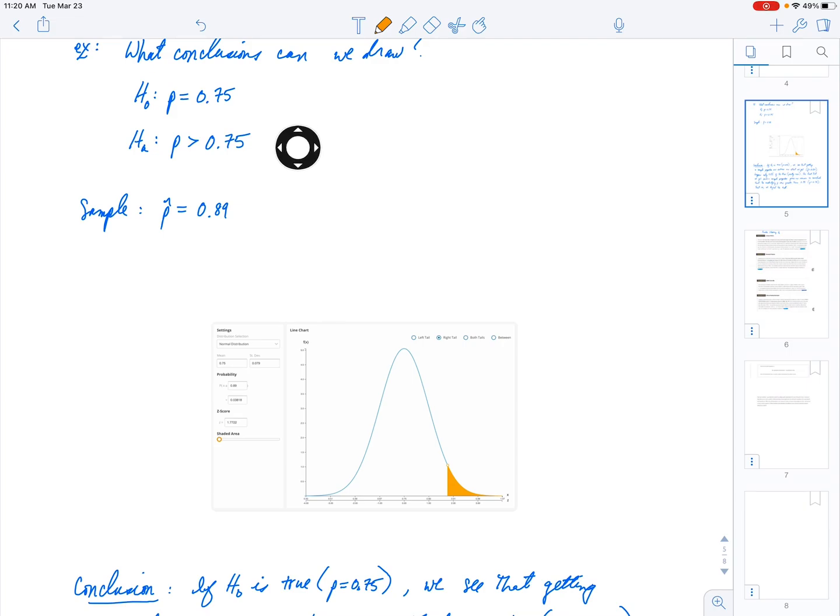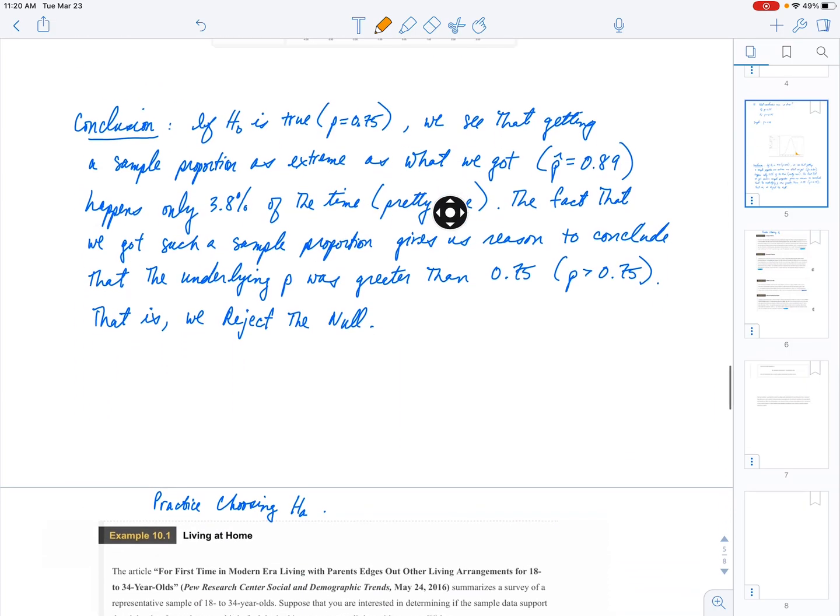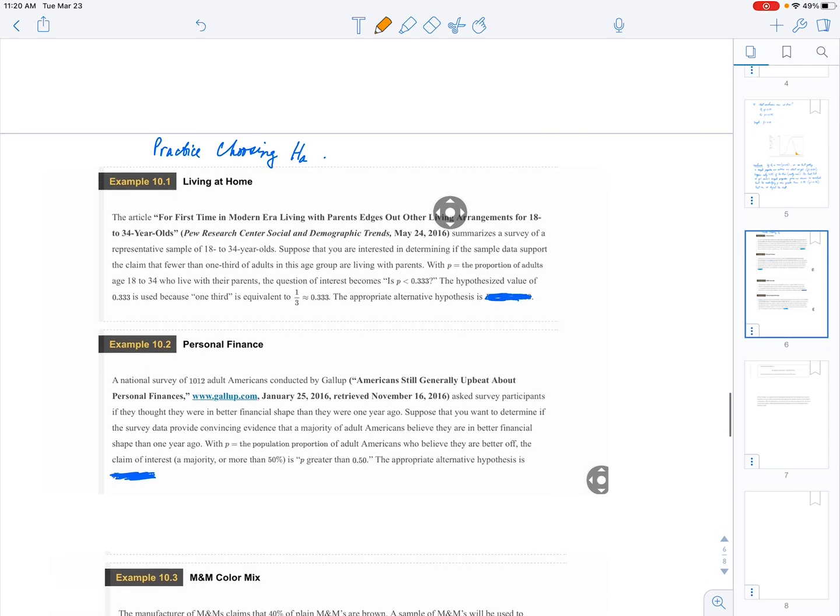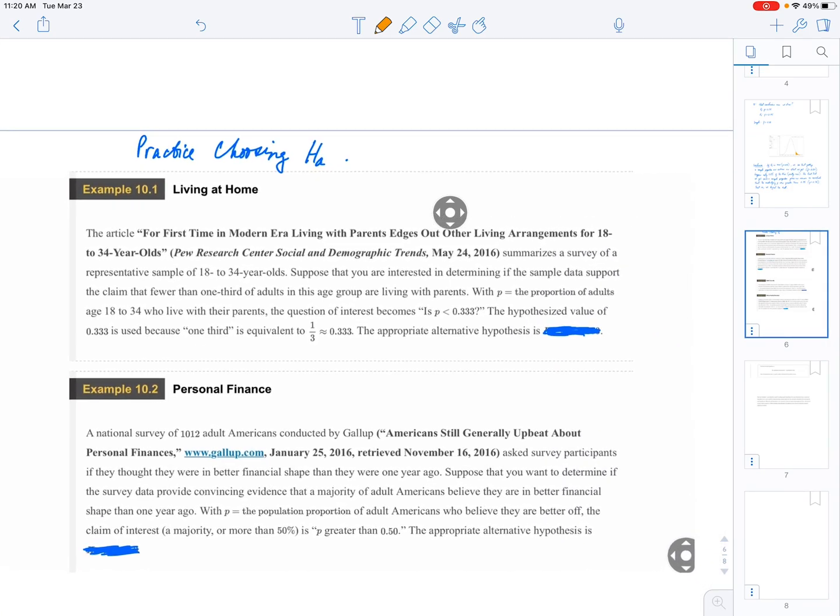All right, now I want to give you, or let's have a little bit of practice choosing the correct form of the alternative hypothesis. So I have a few examples here.